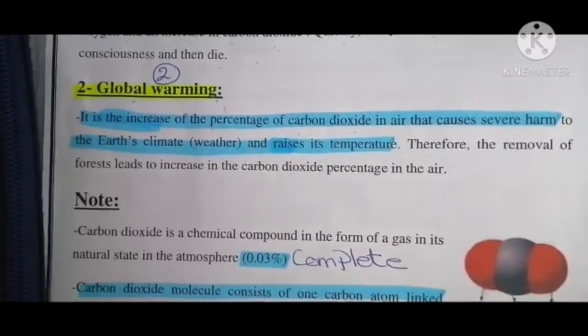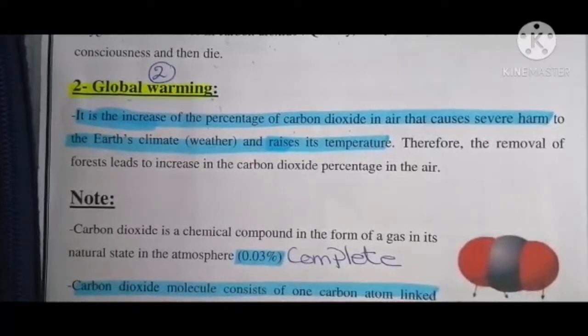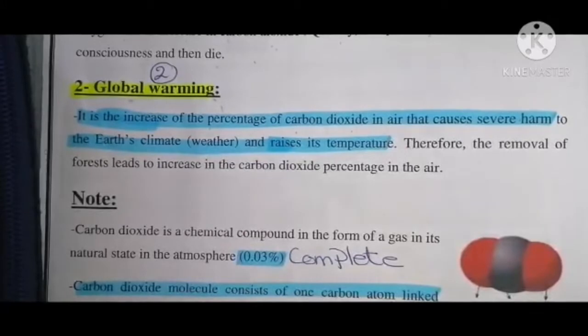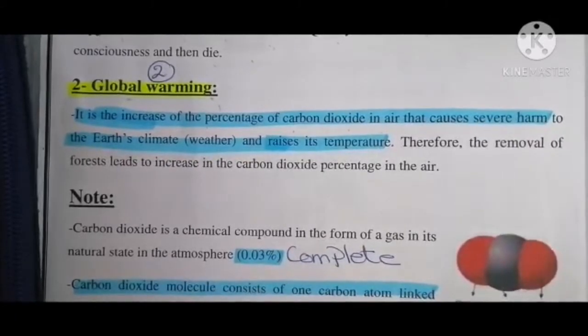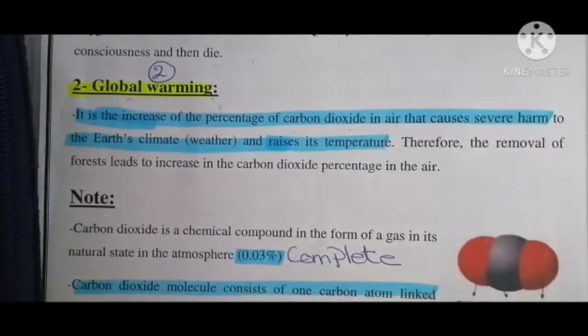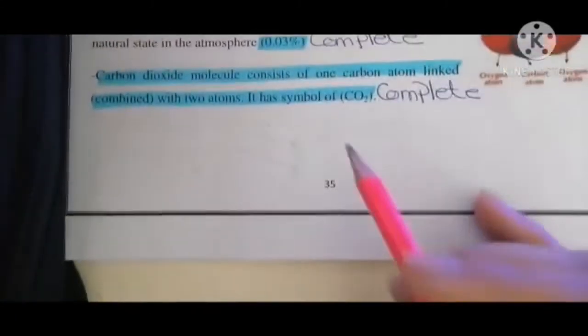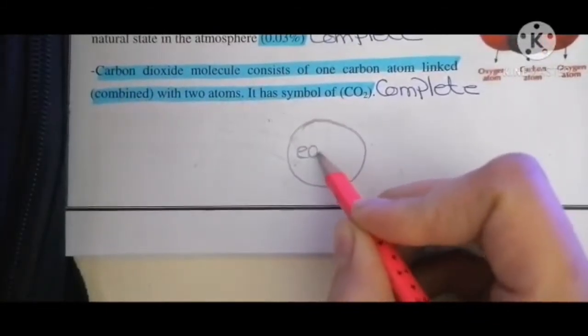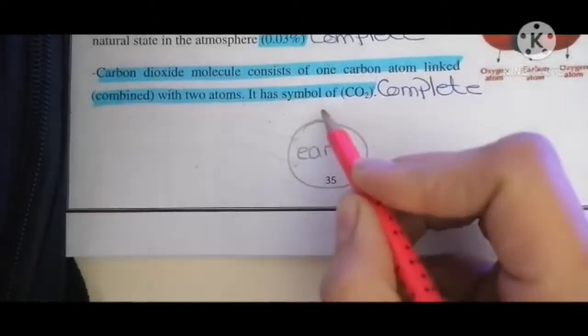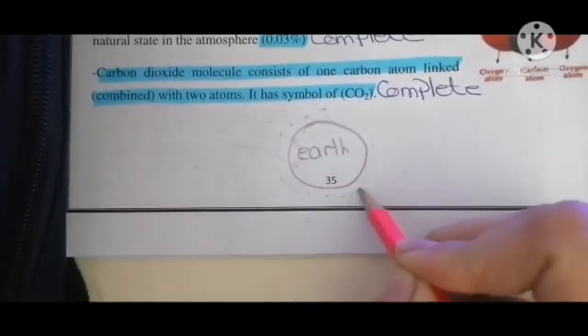Where is it going to go? It is going to go up. This pollution is going to go up in the sky. Also, the smoke coming out from the factories and from the cars, all the smoke containing carbon dioxide is going to rise up. It is going to form, do what? It's going to form a layer around the earth. This is the earth, so this carbon dioxide is going to form a layer surrounding the earth.